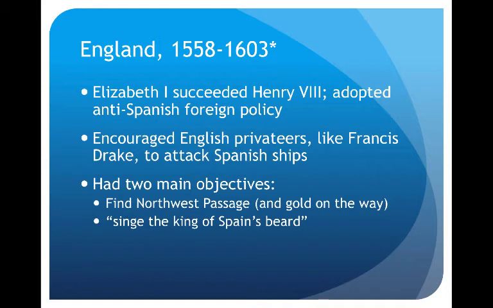England's main objectives during this time period under Elizabeth I were to find the Northwest Passage. This is the theoretical ocean passage north of Canada, which you could sail across and reach Asia. Such a passage did not exist because it was frozen over. The other objective is going to be to, as they put it, singe the King of Spain's beard. In other words, put Spain in their place, reestablish English dominance.